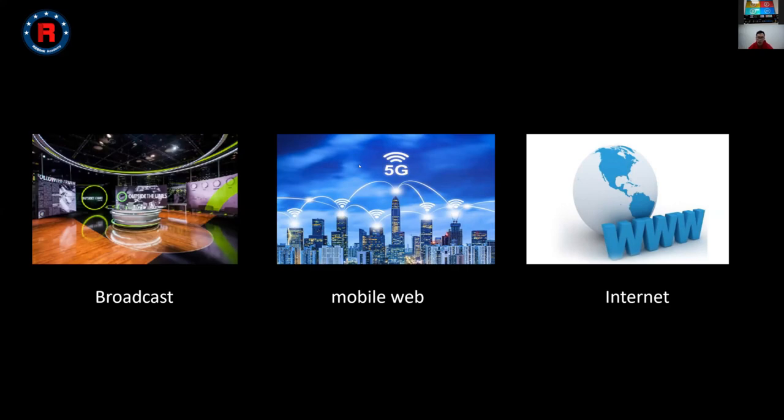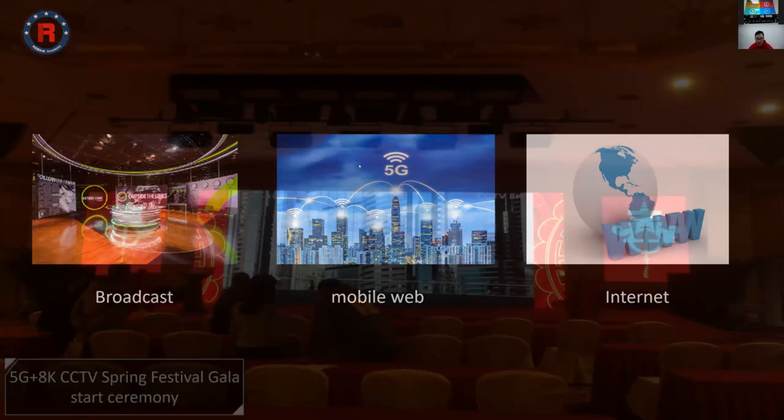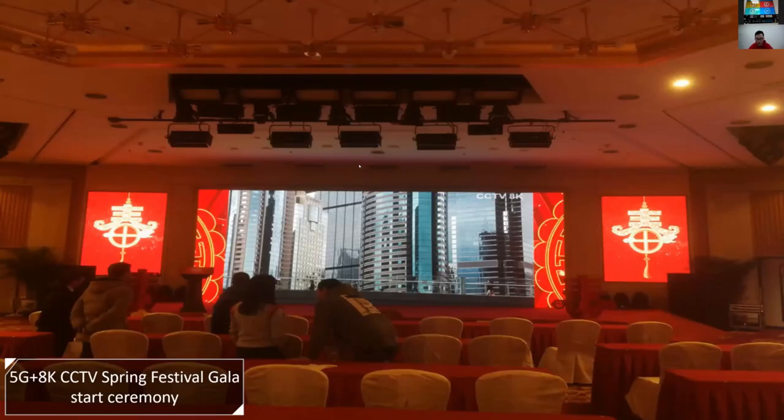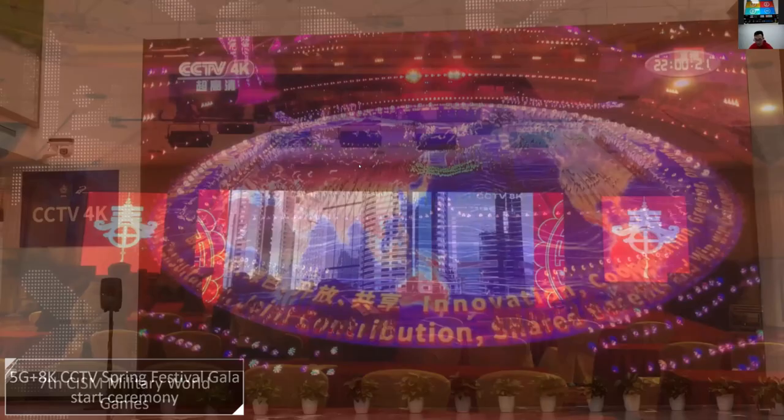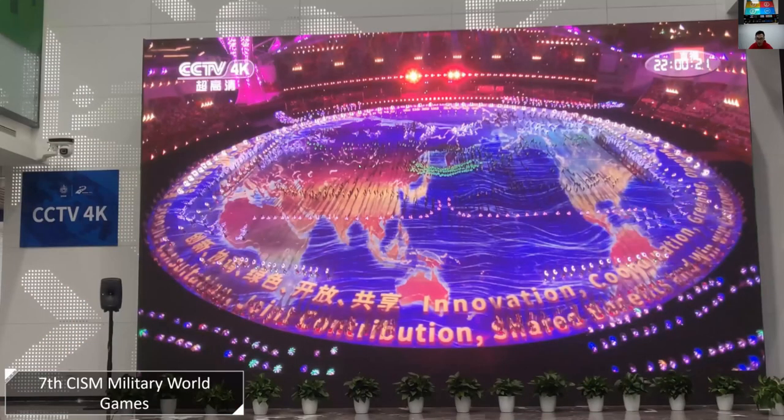Now let's check some projects where we use 5G technology to transmit 4K signals. The first one is the CCTV Spring Festival Gala ceremony. This project used 5G to transmit a 4K signal to an 8K display. And this project is the Siemens CISM Military World Games. Also, they used 5G to transmit 4K signals.